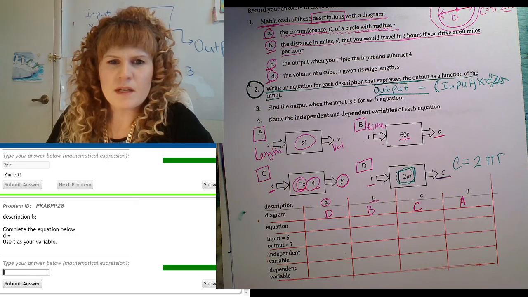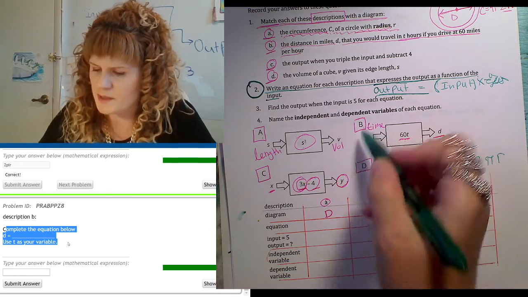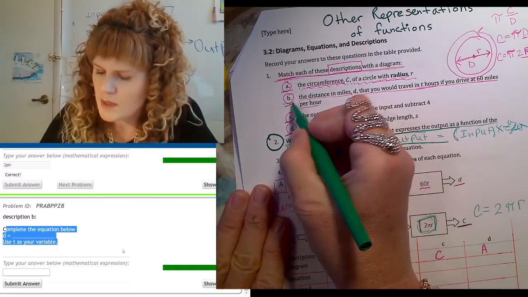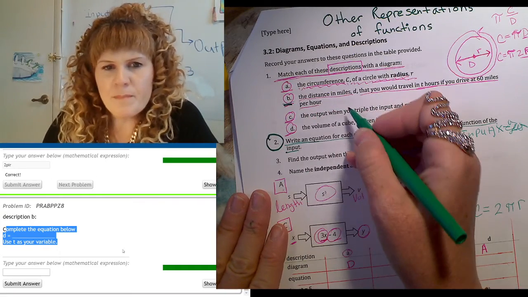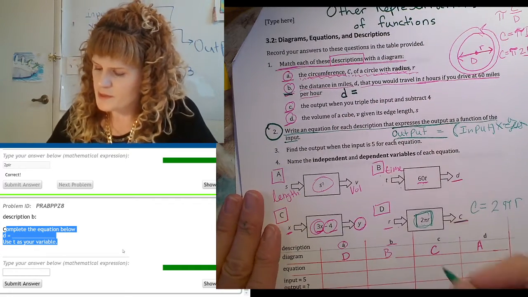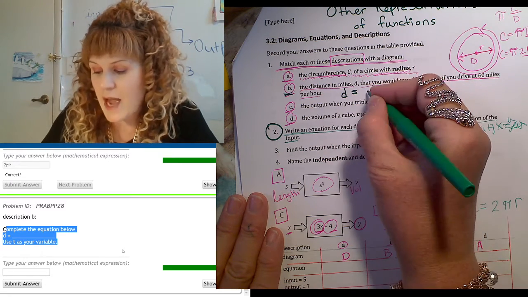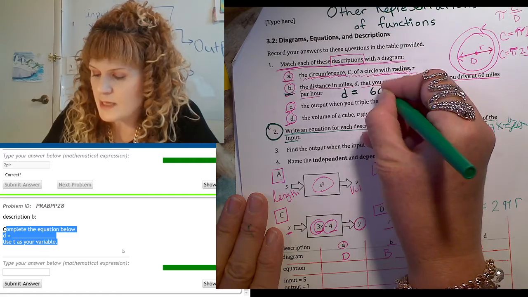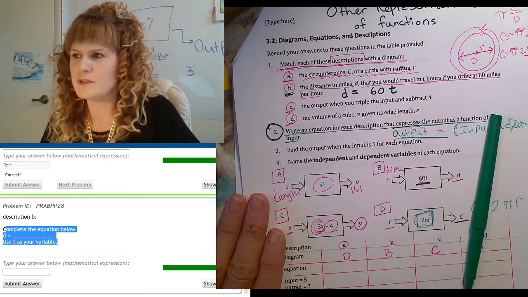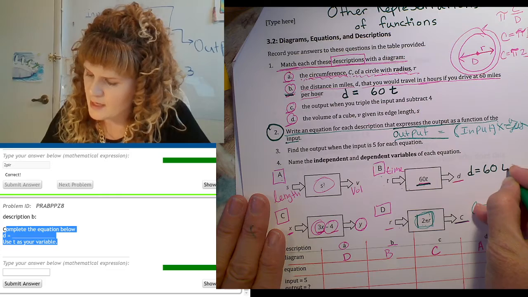Description B. Complete the equation below. D equals, so this is for description B right here. What does D equal? Well, this one's also easy because they have it in the box. The distance that you would travel in T hours is going to be your speed, 60 miles per hour, times T, the number of hours you've traveled. I'll put that right down here too. D equals 60 times T.